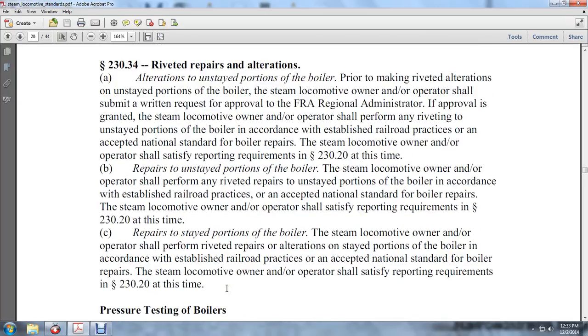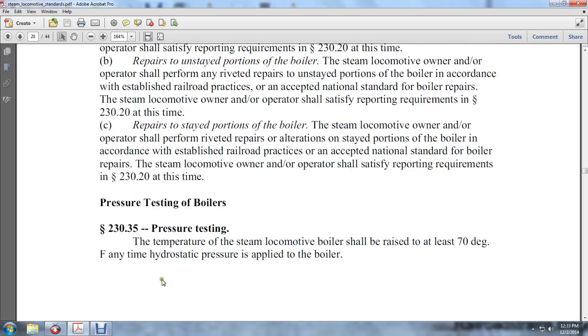For stayed portions of the boiler, the steam locomotive owner and operator shall perform the riveted alterations on stayed portions of the boiler in accordance with established railroad practices and accepted national standards for boiler repairs, and the steam locomotive owner and operator shall satisfy the reporting requirements of 230-20 at this time. The pressure testing of the boiler.